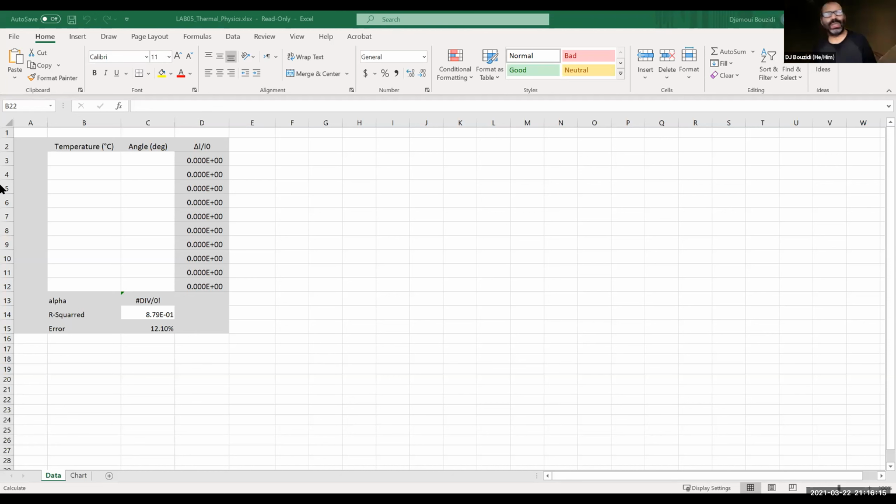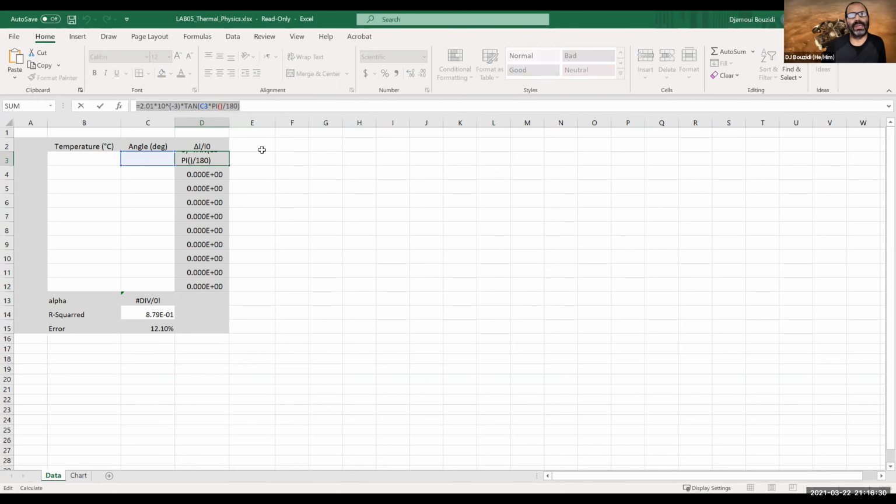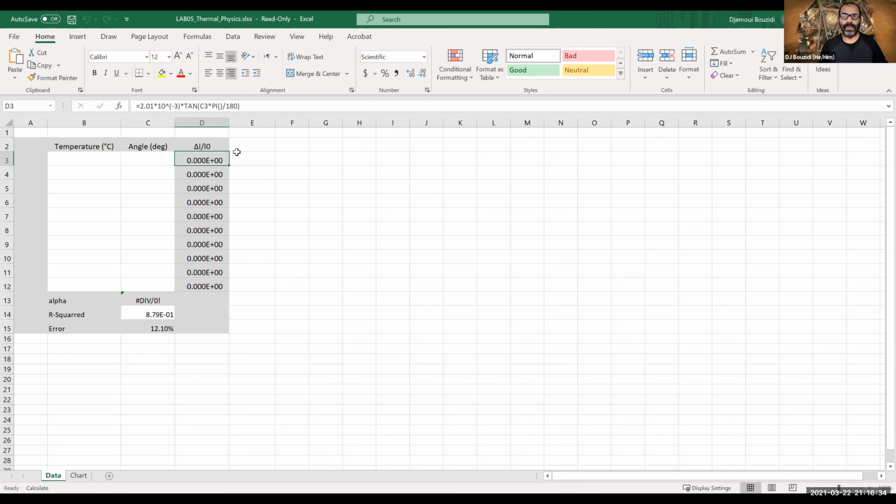So what the spreadsheet does is some of the heavy lifting for you. You give it the temperature, you give it the angle, and it's going to give you already delta L over L naught. Okay, it's this formula, basically. So if you really don't care about it, this is how the formula works in here.